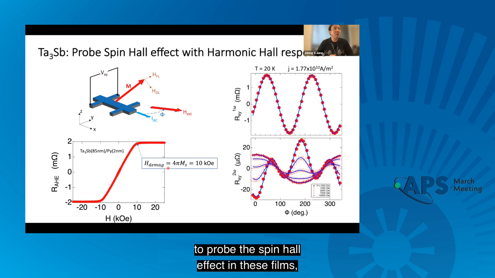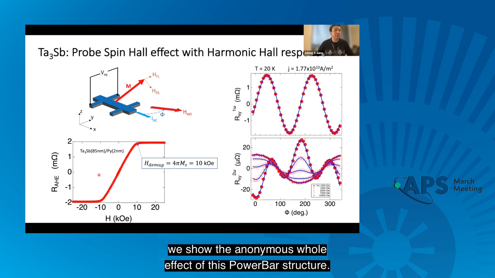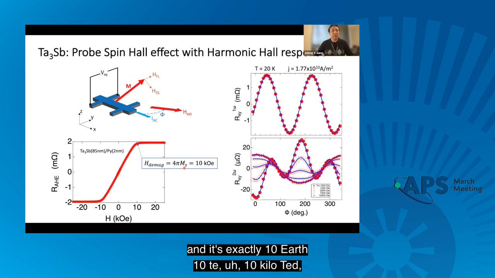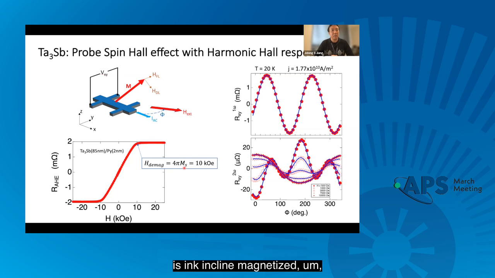To probe the spin Hall effect in these films, we use the harmonic Hall response technique. We pattern our bilayer structure of 85 nanometer tantalum antimonide and 2 nanometer permalloy into a Hall bar. In the lower left panel, we show the anomalous Hall effect of this Hall bar structure. It's a very simple hard axis loop because the field is out of plane. The saturation field is the same as the demagnetization field from the in-plane magnetization, which is 4 pi Ms, and it's exactly 10 kilo oersted, as we expect from permalloy, meaning that our permalloy is in-plane magnetized.